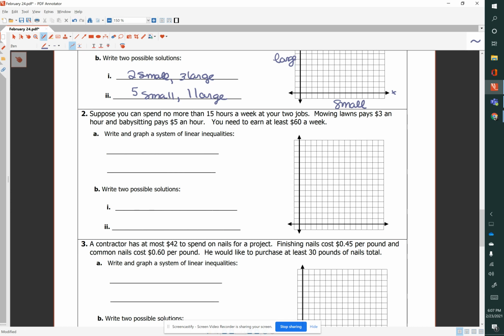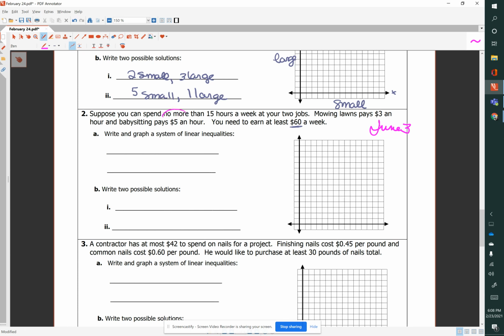But we've got mowing lawns, which pays $3 an hour, and babysitting, which pays $5 an hour. Now, you've also got this other requirement that you need to earn at least $60 a week. So maybe you're saving up for something, a nice gift for Mrs. Gold for her birthday, June 3rd. Maybe we should write that down, June 3rd, Mrs. Gold's birthday. So you need to start saving now for a really nice present, maybe some of those turquoise stones from Mexico. So let's write and graph a system of linear inequalities.